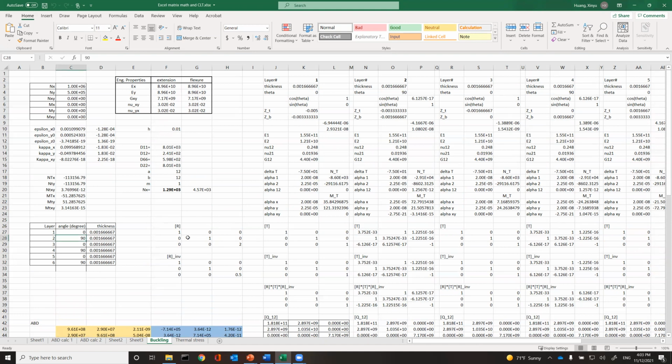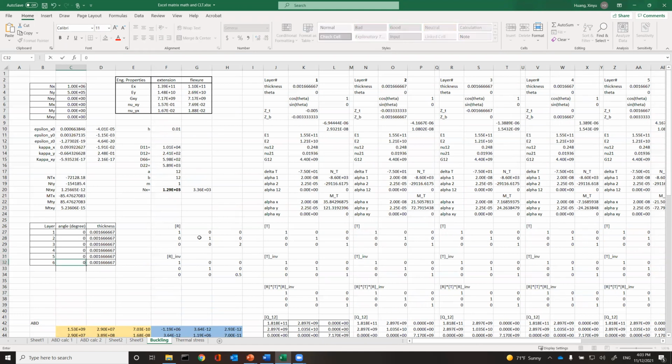Let's say you go with everything 0 degree. You see the buckling load changes. Dimension-wise, if you change the dimensions, the buckling load changes. You can also change the mode number: mode number 1, 2, 3, 4, and 5. The higher the mode number, the higher the buckling load. So usually the lowest buckling load is associated with mode number 1, one half wave.